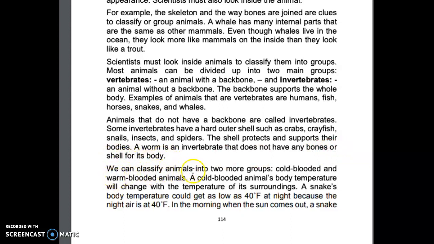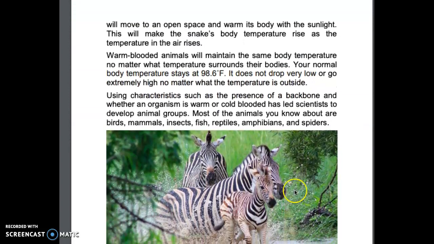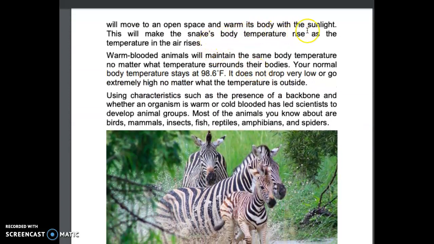We can classify animals into two more groups: cold-blooded and warm-blooded animals. A cold-blooded animal's body temperature will change with the temperature of its surroundings. A snake's body temperature could get as low as 40 degrees Fahrenheit at night because the night air is 40 degrees Fahrenheit. In the morning, when the sun comes out, a snake will move to an open space and warm its body with the sunlight. This will make the snake's body temperature rise as the temperature in the air rises.